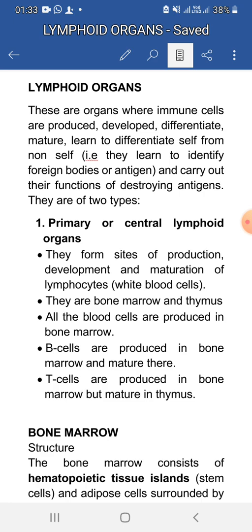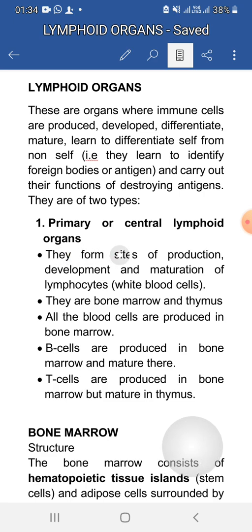So let us start by looking at primary or central lymphoid organs. As I've said, they are the center of production of these cells. But normally it is the bone marrow which produces almost all the immune cells. The thymus, which is the other primary lymphoid organ, is only specialized to allow development of T cells. So let's go through these things.